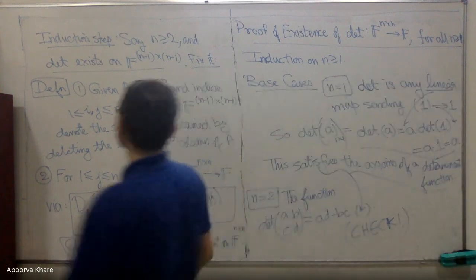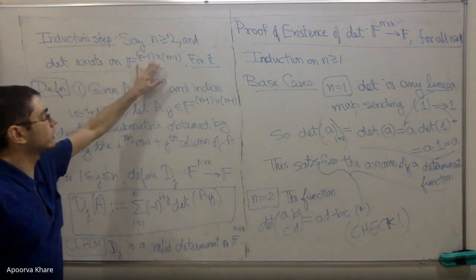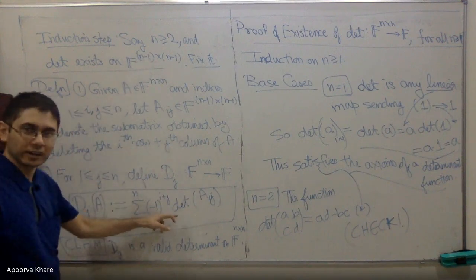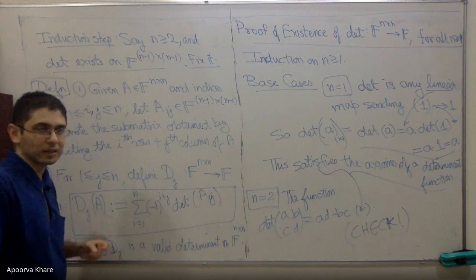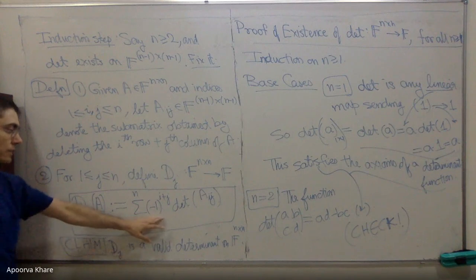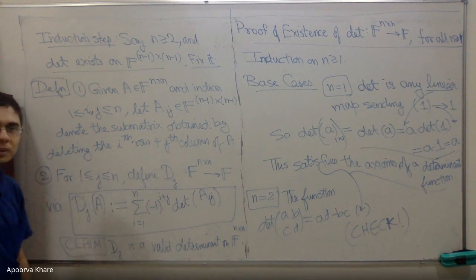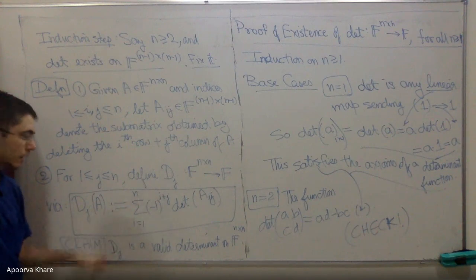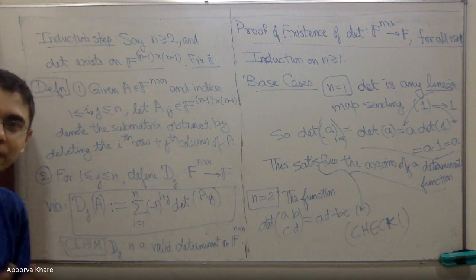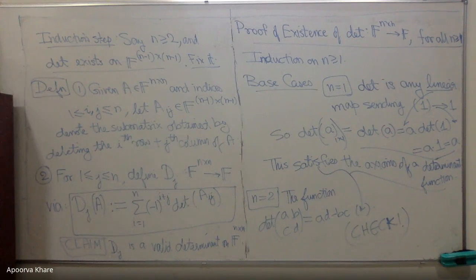For general n, we assume that the determinant exists for a smaller dimension and use it to recursively or inductively define the determinant for a larger dimension by expanding across any column. And the claim is now that this formula will satisfy the axioms of a determinant, meaning it's multilinear, it is alternating, and it takes identity to 1. I'll remind you of all of these two boards again next time, and we will start from there. Okay, let us stop.